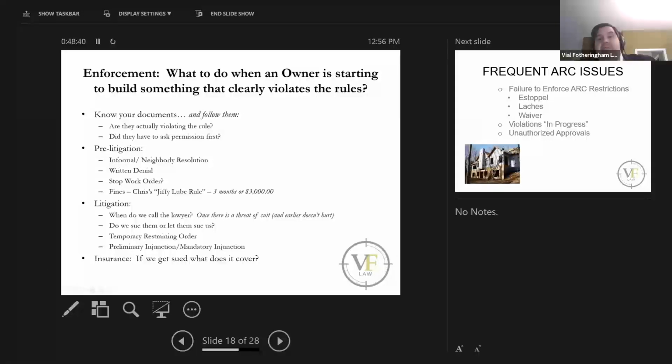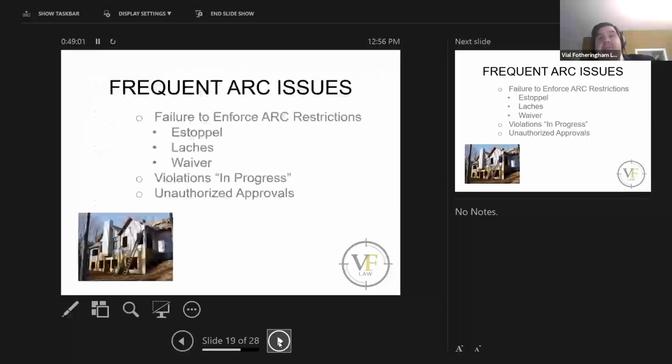Insurance, if we get sued in all this, what does it cover? Typically it covers it. Your directors and officers insurance will typically cover it and give you protection if the homeowner sues, or if you file a suit and they countersue back, your D&O carrier will cover it. But you need to ask your broker if you have that coverage, if there is an issue.